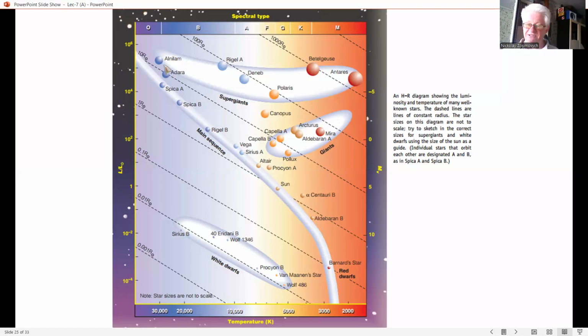The giants and supergiants, however, are much larger and lie above the main sequence. Red dwarfs lie at the bottom end of the main sequence. White dwarfs are very hot stars, but they lie below the main sequence because they are so small.